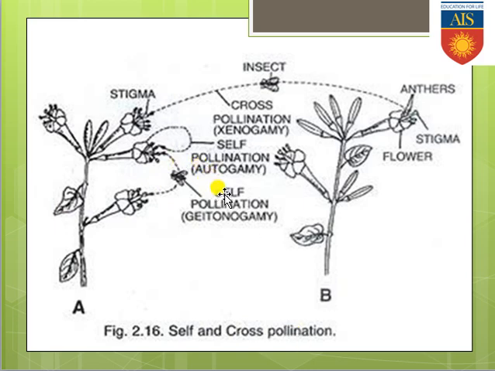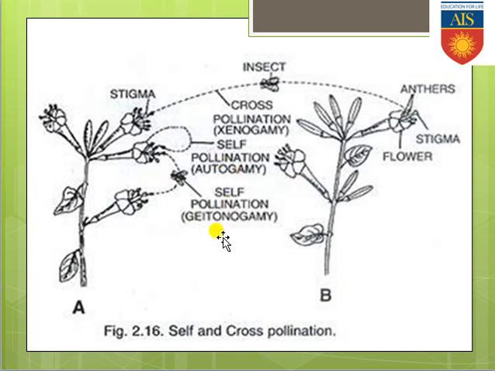Here autogamy and geitonogamy are also very clear. Autogamy means when the pollination is happening within the same flower. But when the pollination is happening between two flowers, you can see two flowers here but in the same plant body, then it is geitonogamy. And cross-pollination, as we have already seen, is from one flower to another flower, with both flowers in different plant bodies. So it has been shown diagrammatically here what is cross-pollination, what is autogamy, what is geitonogamy.